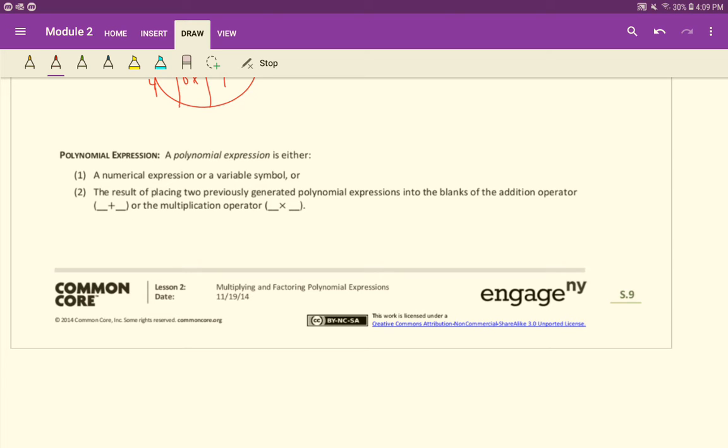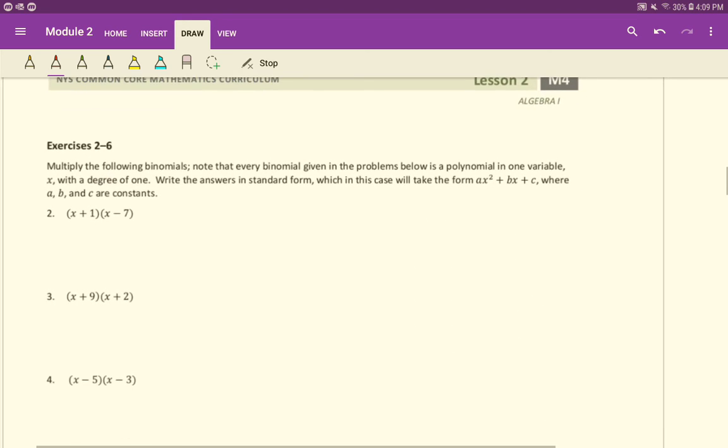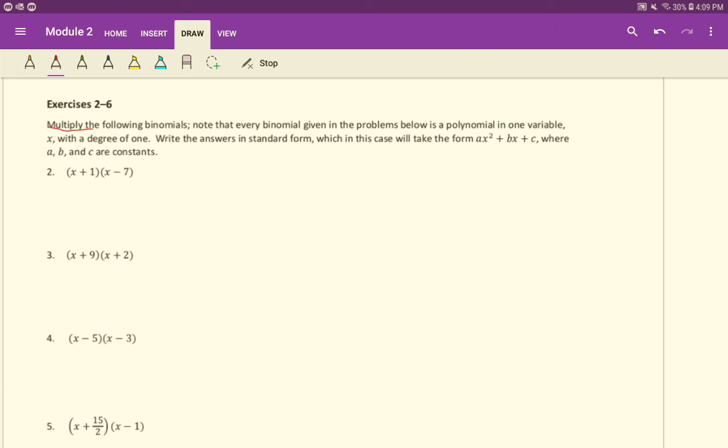Okay, so really a polynomial is essentially a number, a variable, a product of numbers or variables, or it's the sum or difference of these three things. So if you add up a bunch of numbers or variables or products of numbers and variables, that creates a polynomial too. Okay. In exercises 2 through 6, then, we're asked to multiply the following binomials.